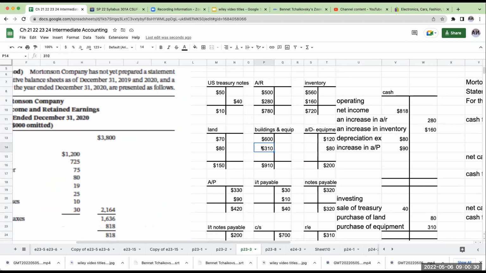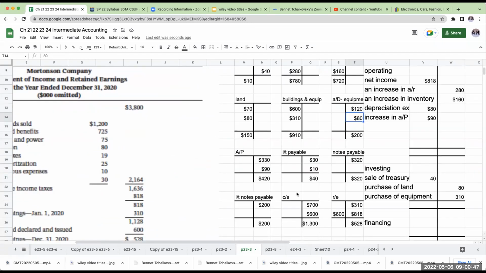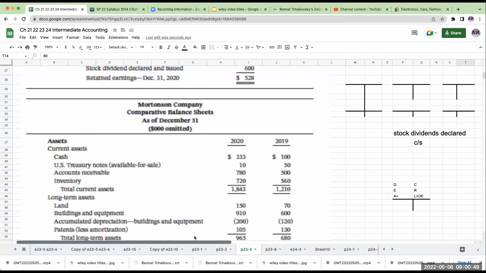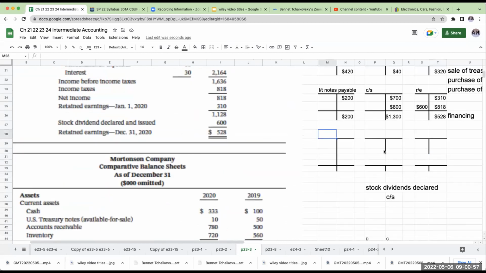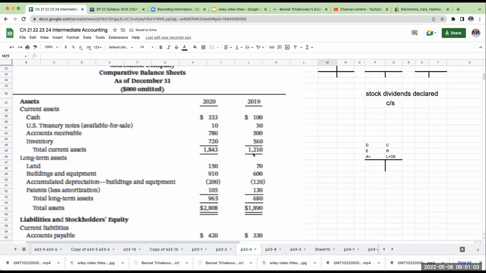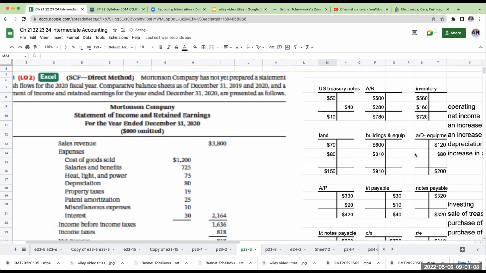If buildings or equipment increase, this is an investing activity. I do the opposite to cash or credit it for 310. Land, purchase of land, accumulated depreciation on equipment. Basically, this is going to be over here. And I am looking at this, and did I miss the patent? Oh, wow. Okay. So my patents, wow, I missed a T account. So I have patents of beginning 130, ending 105. Okay. So let's just keep going.